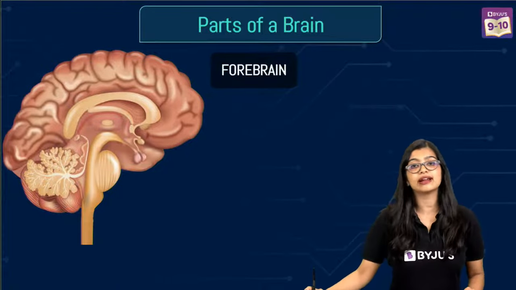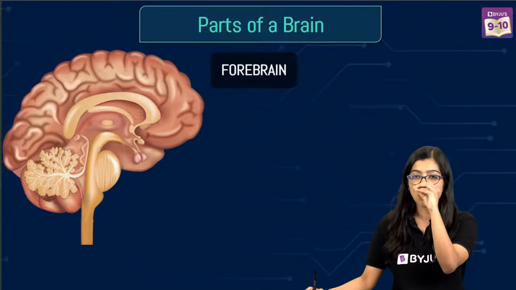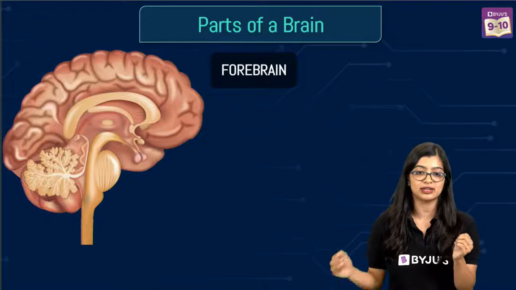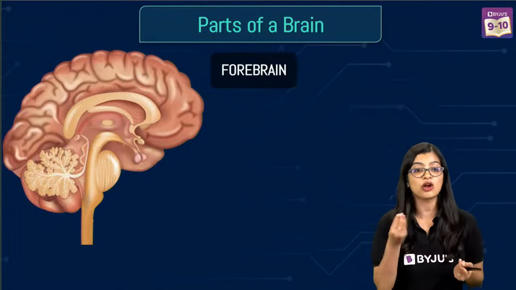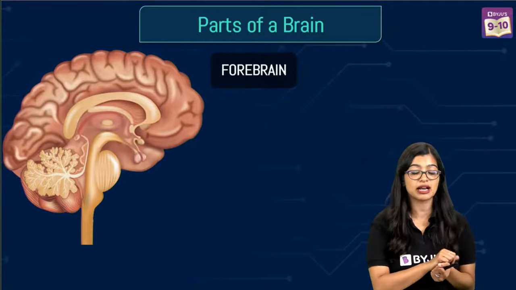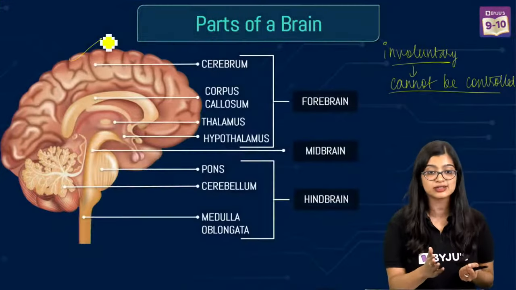What is the pituitary gland? Now, pituitary gland is a small structure which is present at the base of the brain, right? Which is responsible for producing hormones. And we are going to be having a class on hormones very soon, right?